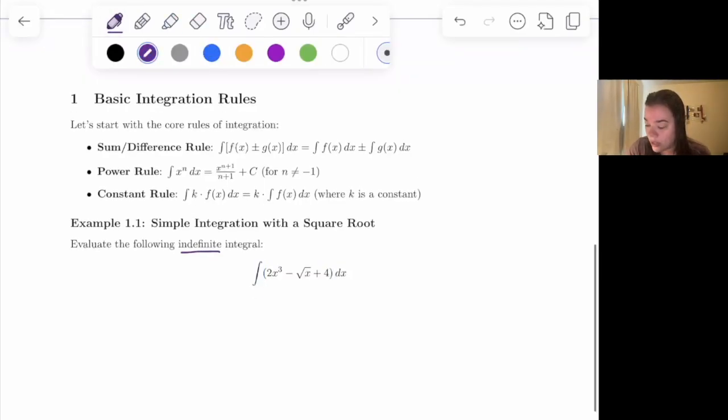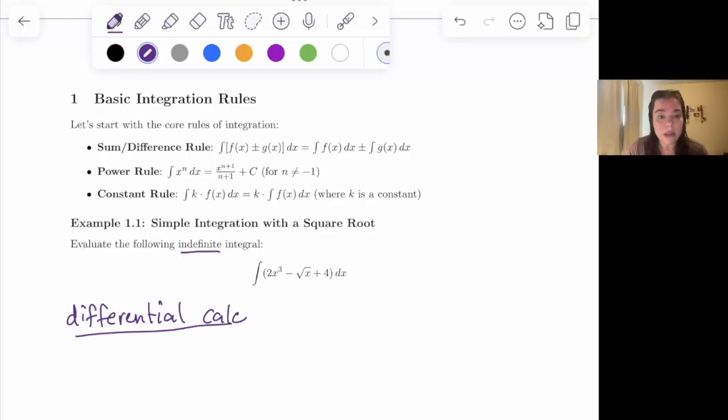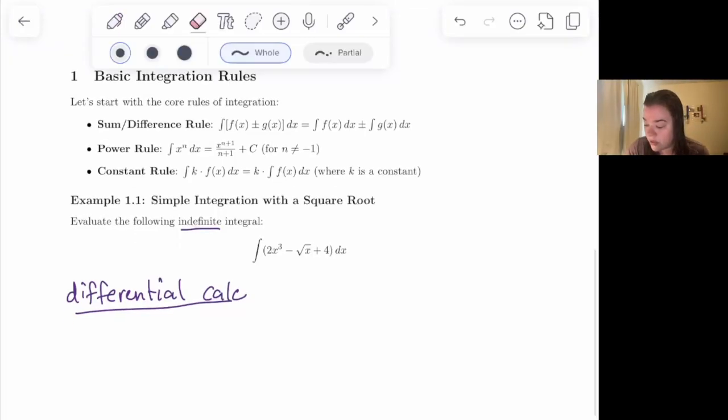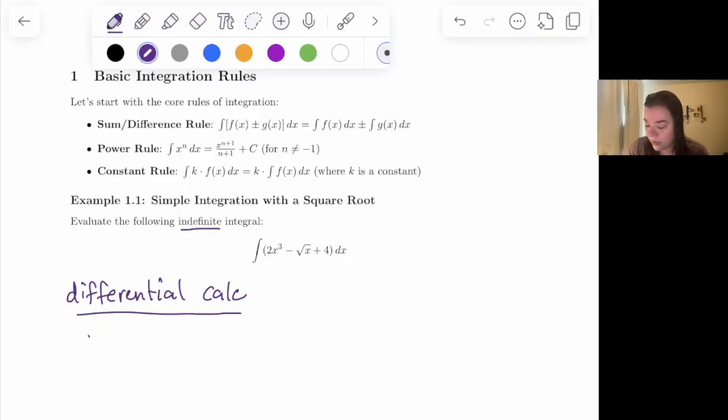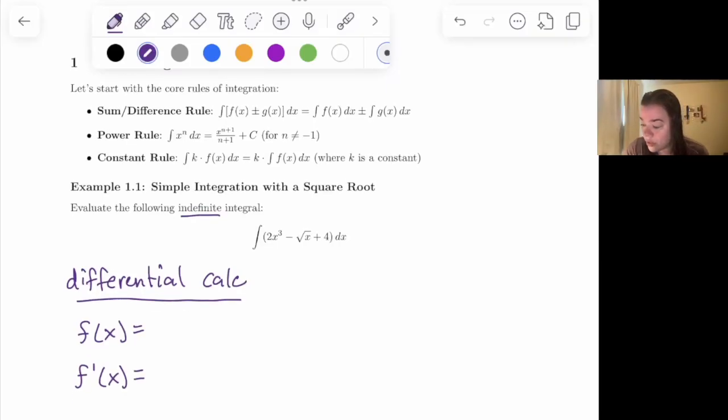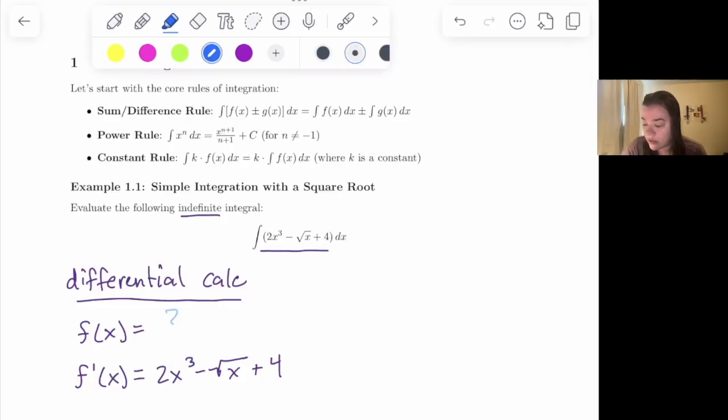If you think back to when you took differential calculus, so just trying to connect the dots here. When you took differential calc, some of the notation you might have seen used is the following. You have a function f of x, and then you find its derivative. And in this context, we are now starting with the integrand being the derivative function. And your job is to go back and figure out what could the original function have been.